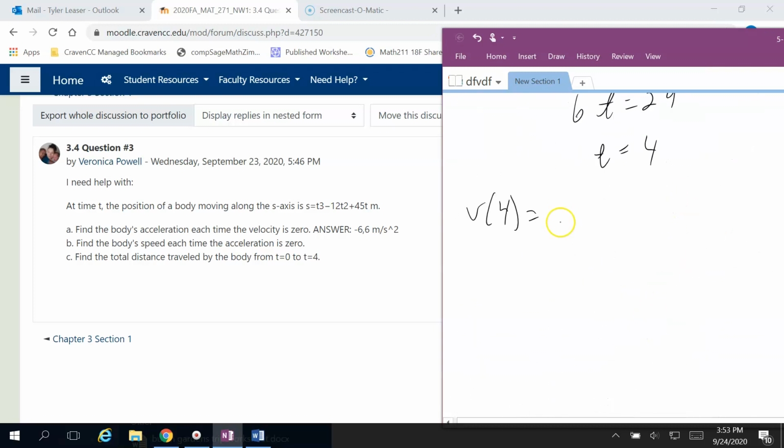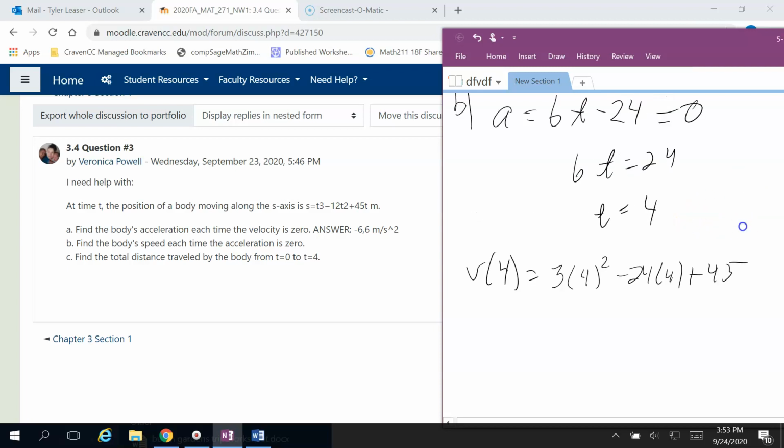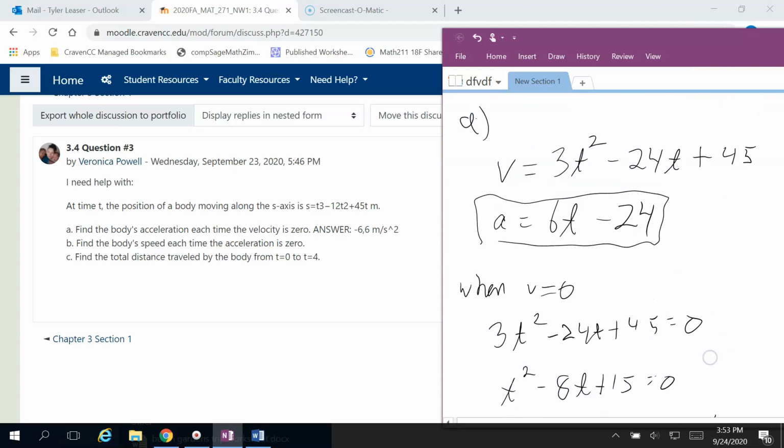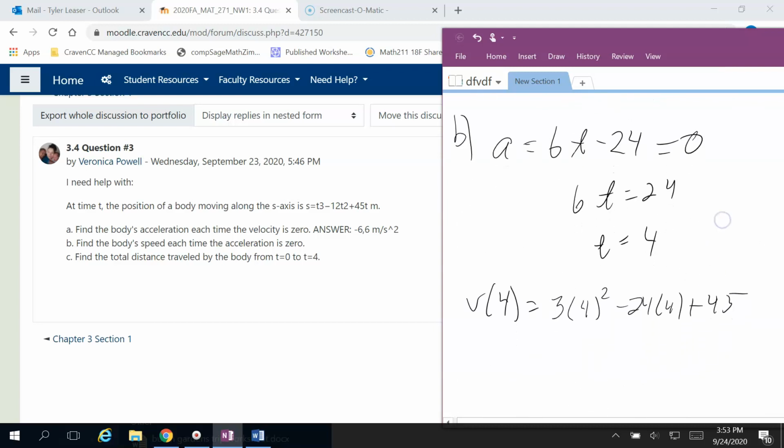So we're going to do the 3 times 4 squared. I already forgot what it was. Minus the 24 times 4, I think, and then plus the 45. I'm just going to double check, make sure I got those numbers right. Yes, minus 24 t, and then plus the 45.